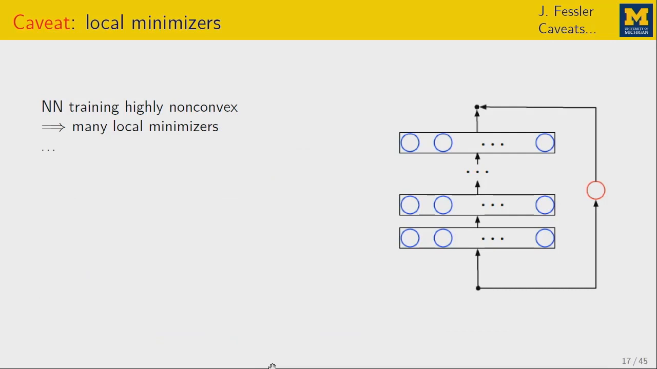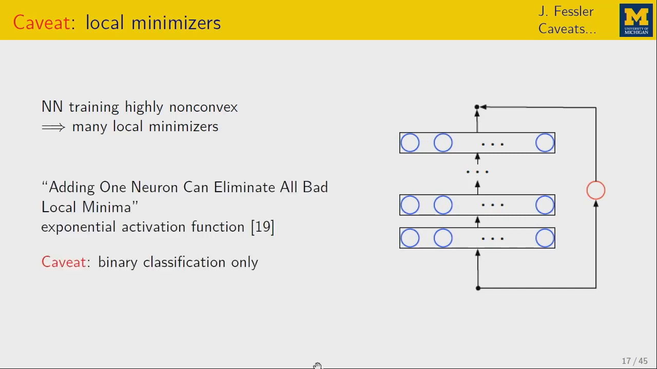Another caveat that Dr. Pak already alluded to is the question of local minimizers. People are also working on this to try to circumvent this issue because neural network training is a highly non-convex problem. A recent paper has the provocative title, "Adding One Neuron Can Eliminate All Bad Local Minima." They basically add one neuron that has an exponential activation function, and then they show that all of the local minima are now good minimizers. The caveat is this is only for binary classification at this point, but this is recent work, and I imagine as time goes on, people will continue to tackle this problem.